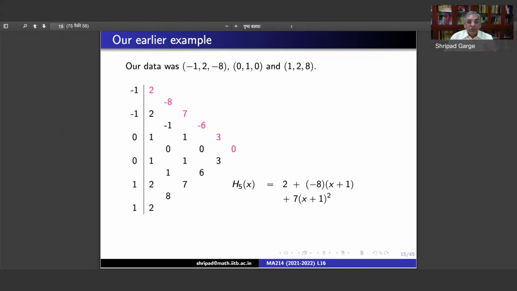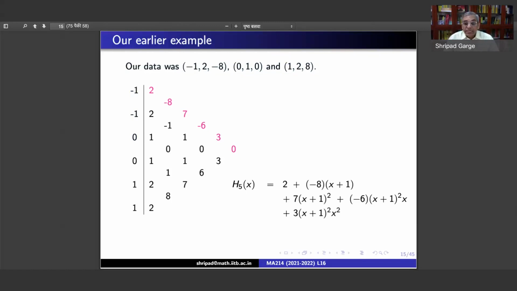Next would be 7 into, now z0 and z1 are both minus 1, so we will be multiplying 7 by x plus 1 square. Next is minus 6. But to minus 6, we will have to multiply by 3 linear polynomials: x minus 0, x plus 1 square. So it is indeed minus 6 into x plus 1 whole square into x. And then we multiply the next number, which is 3, by x plus 1 whole square x square. And the final divided difference is 0, so we don't have to write it down.